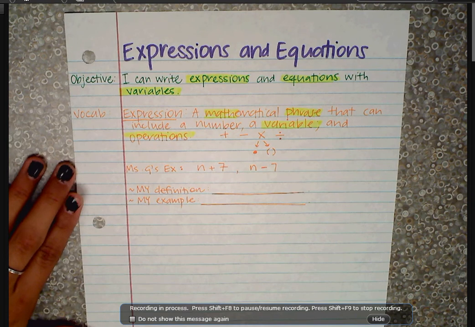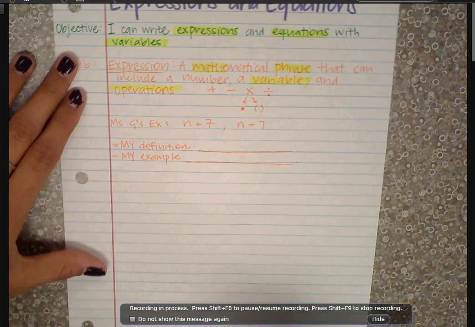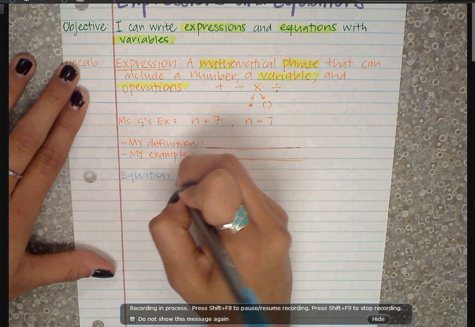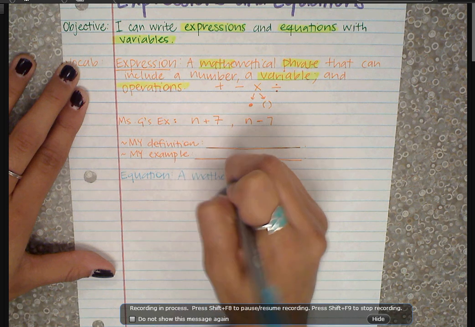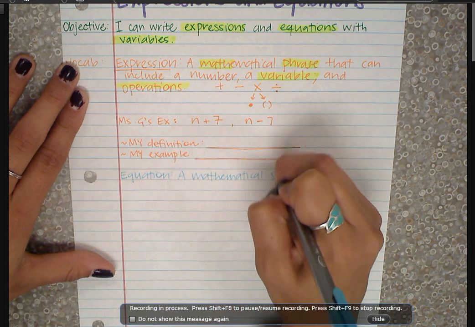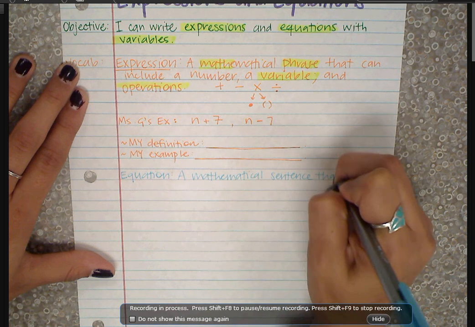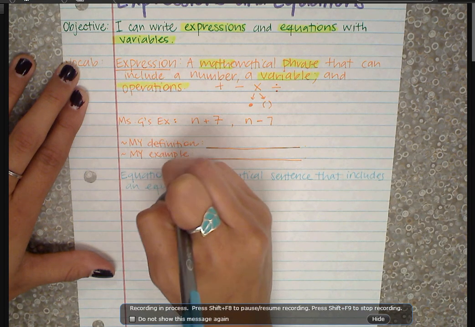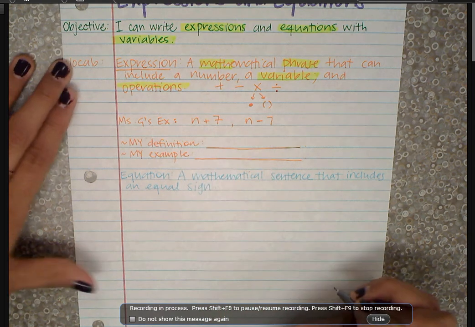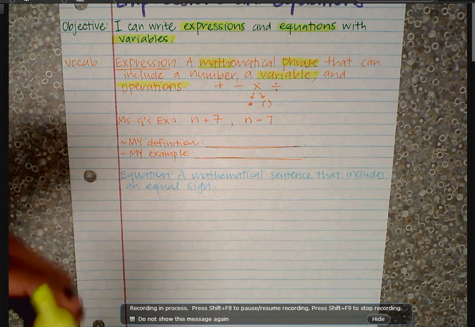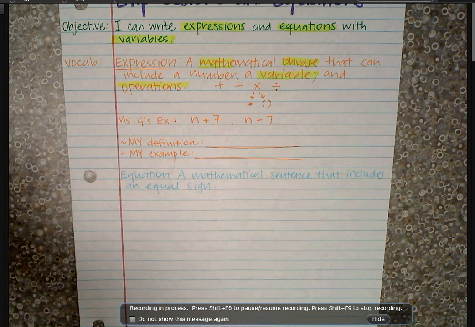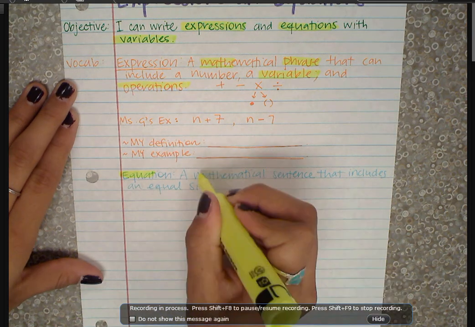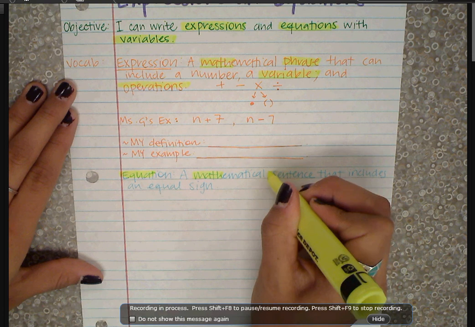Okay, let's move on to our next vocabulary word, which is an equation. An equation is a mathematical sentence that includes an equal sign. Now let's go ahead and get that handy dandy highlighter out, and let's highlight the letters EQUA in the word equation. Let's highlight the letters MATH in mathematical. Let's highlight the word sentence.